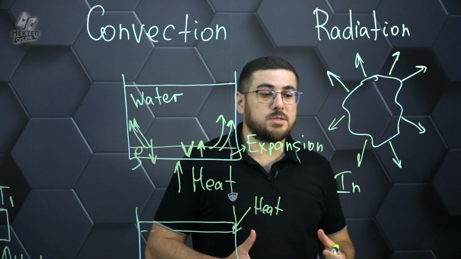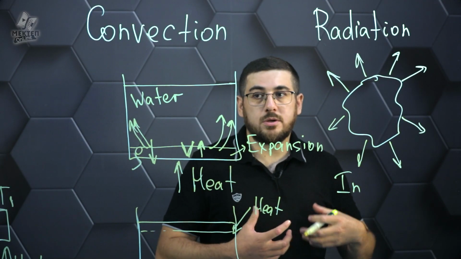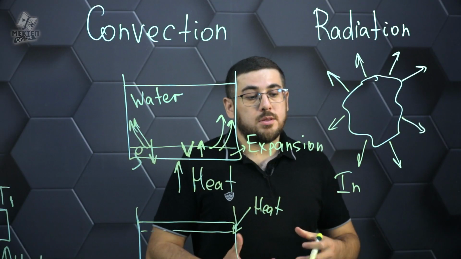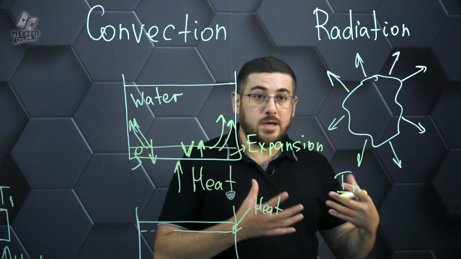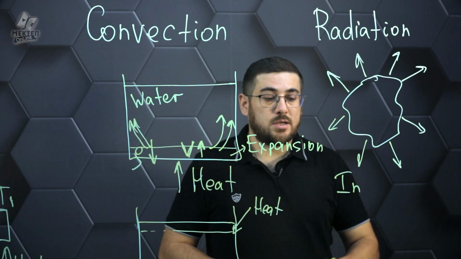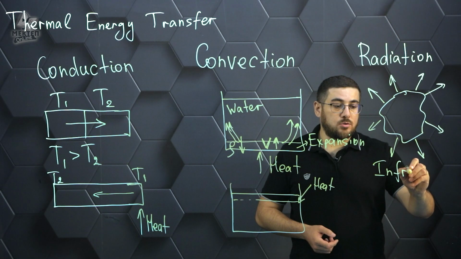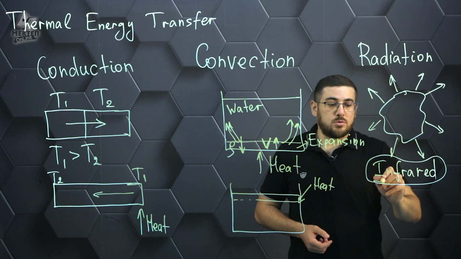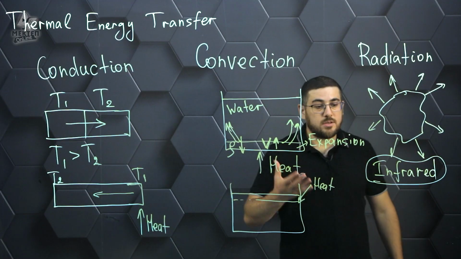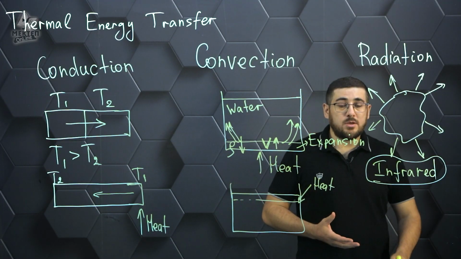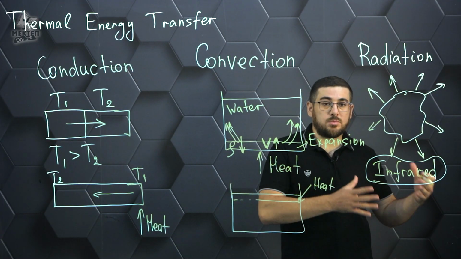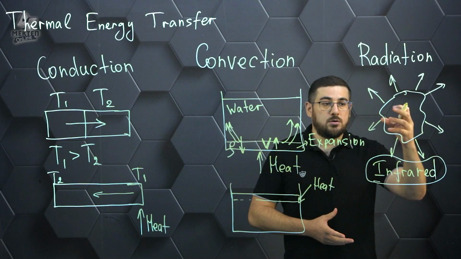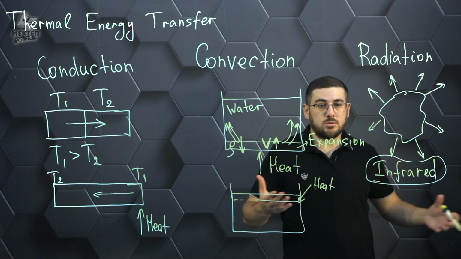But we can detect that radiation directly through our senses, so we can feel the heat when we're in the vicinity of a hot object, or with the help of special instruments. This kind of radiation is called infrared radiation, and it's of course beyond our line of sight, but it is nevertheless a carrier of heat from the hot object to other objects around it.